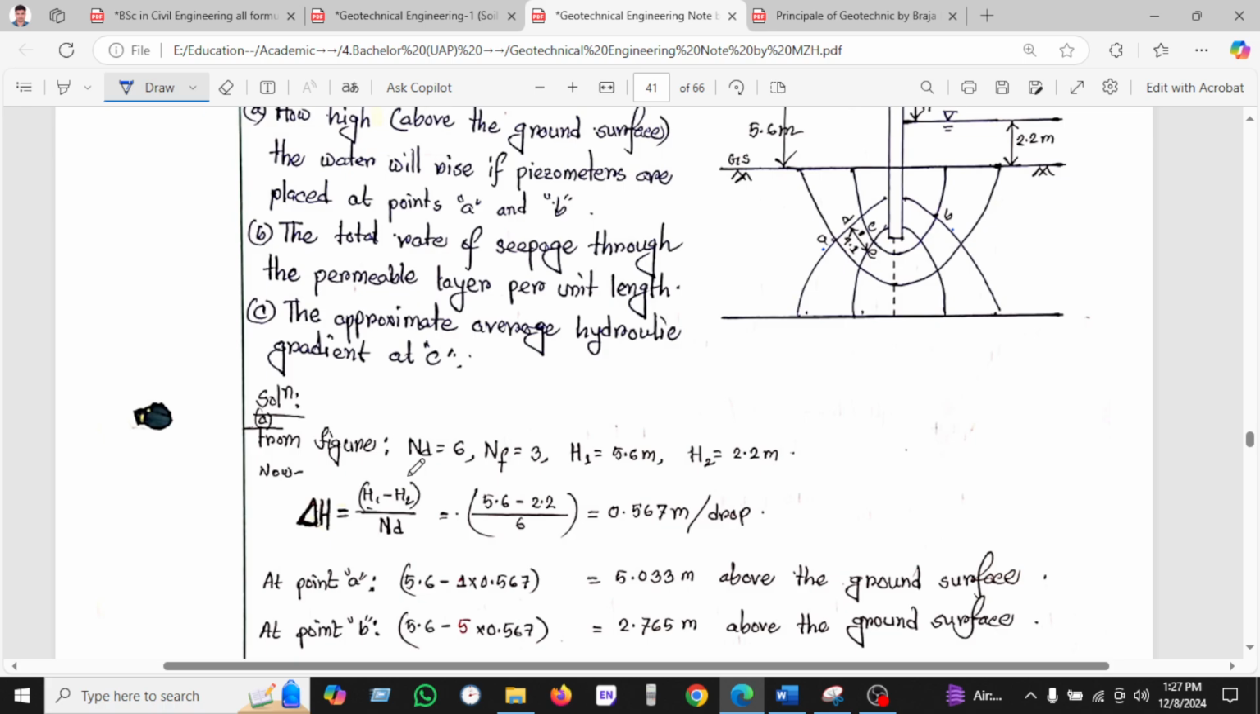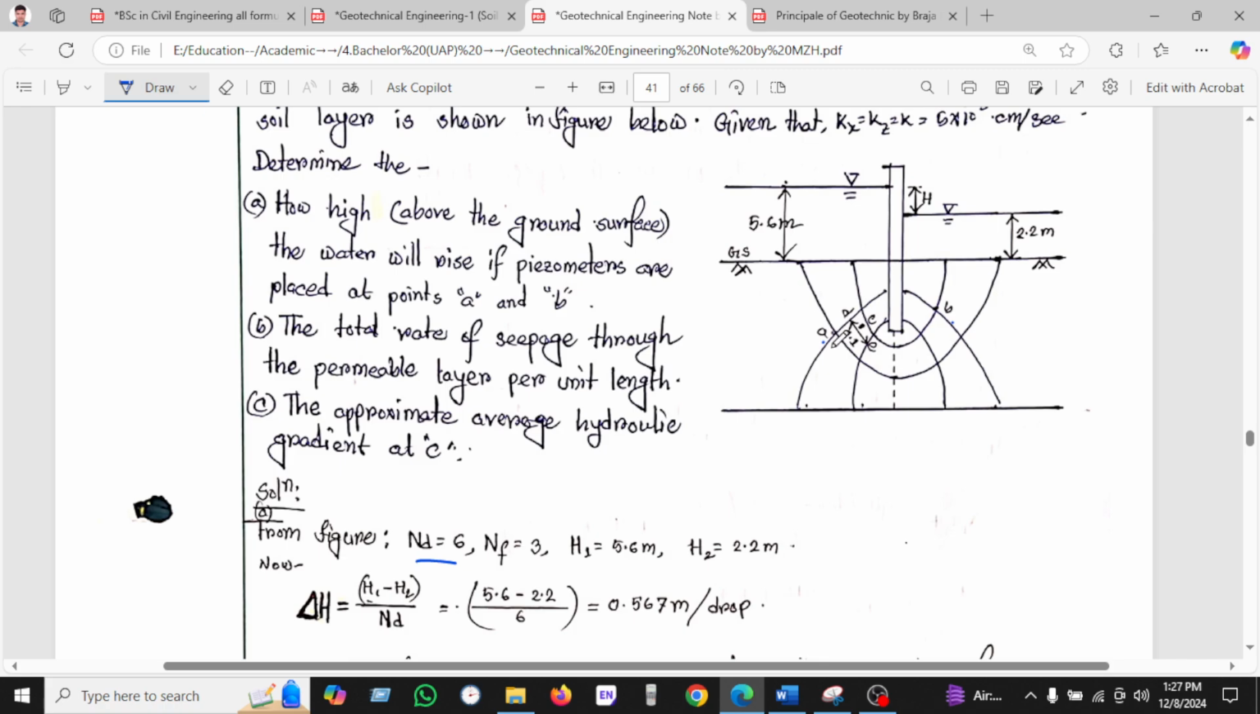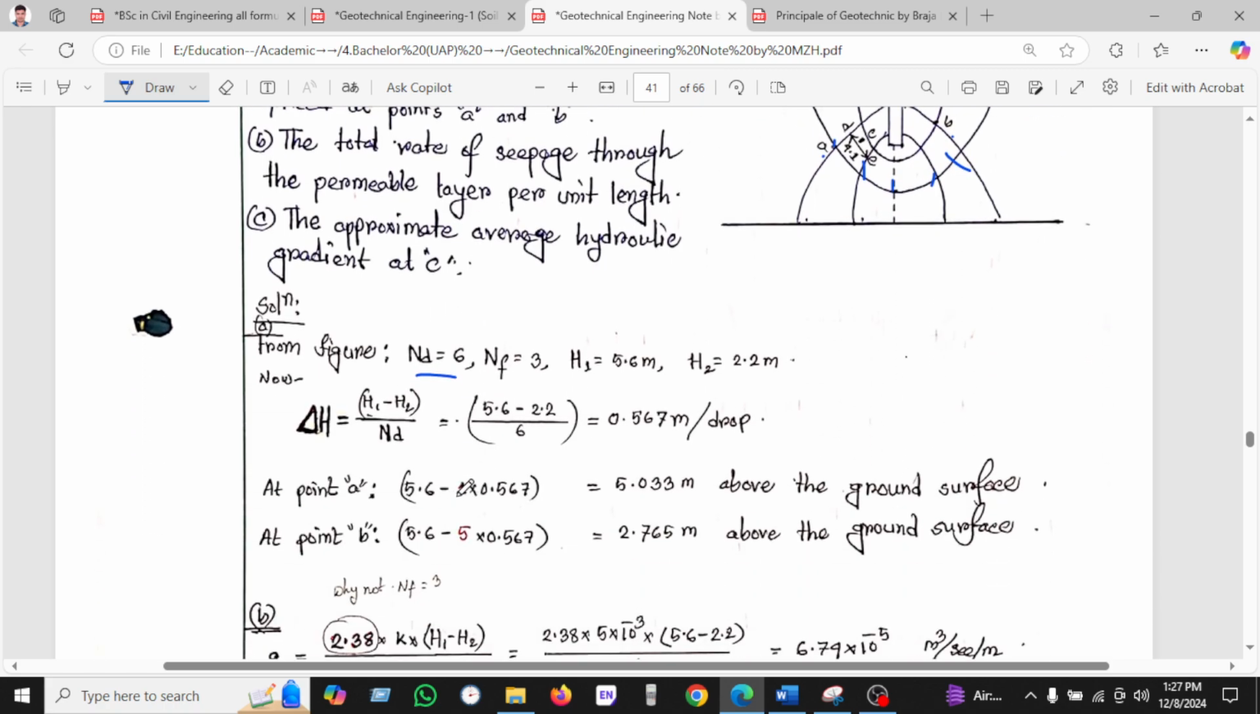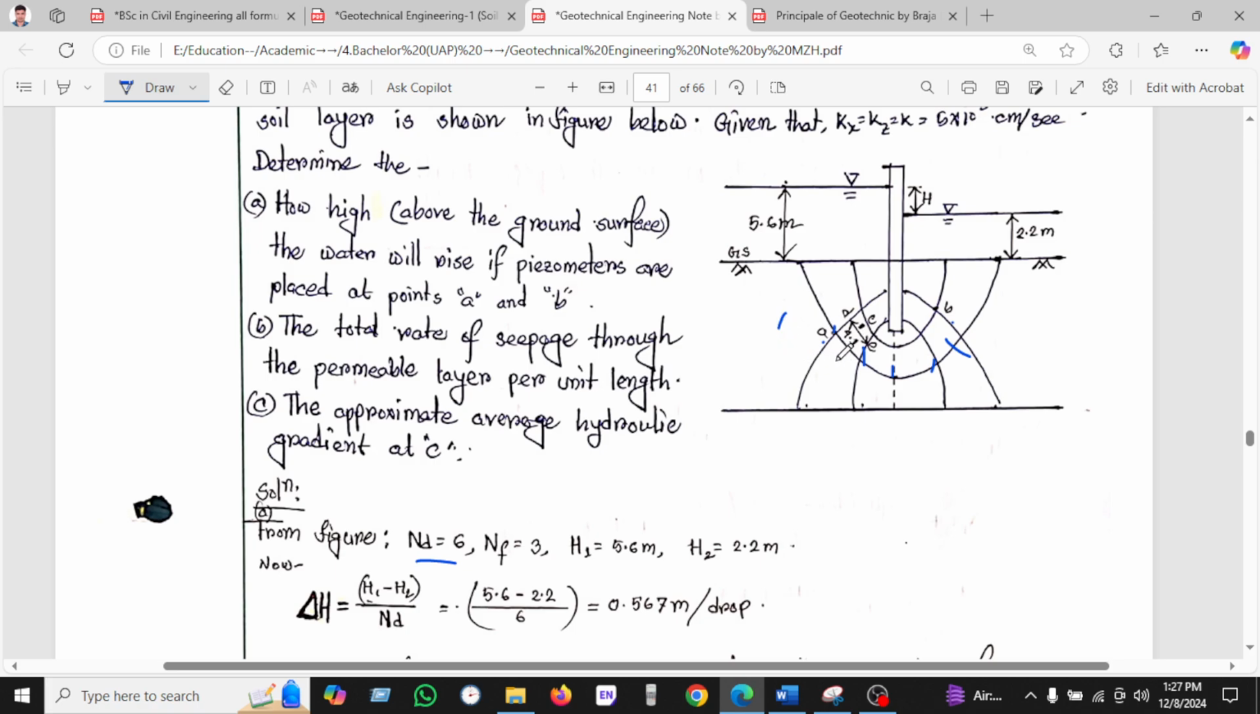From the figure we can know ND equal to 6. How will we know? Because 1, 2, 3, 4, 5, 6. These are the 6 steps of drop, number of drops. 1, 2, 3, 4, 5, 6. And NF equal to 3 because there are 3 channels: 1 channel, 2 channel, and 3 channel. Water is flowing in the 3 channels, and in this way now we'll calculate.